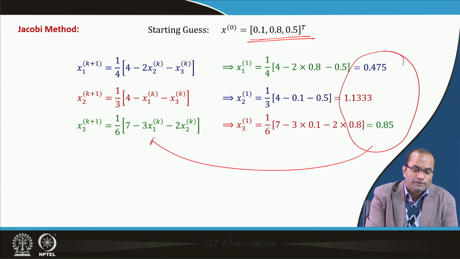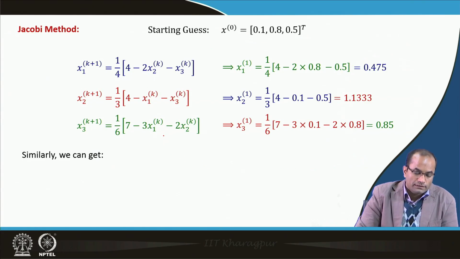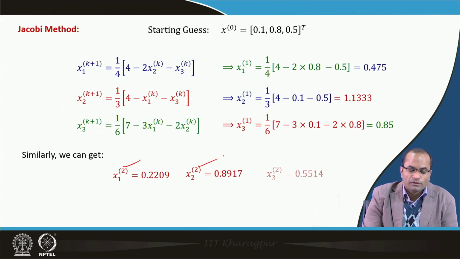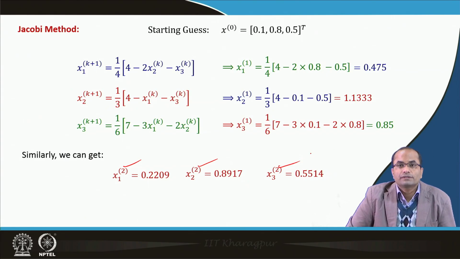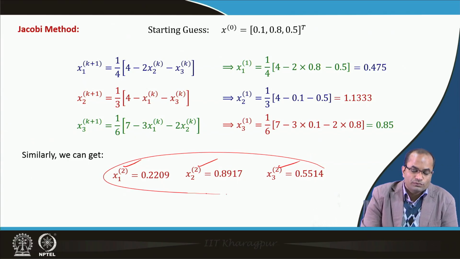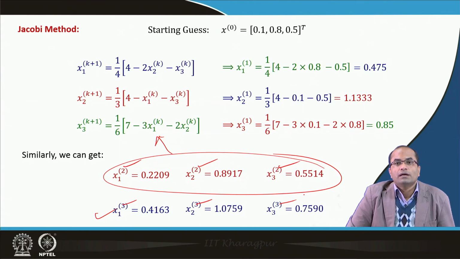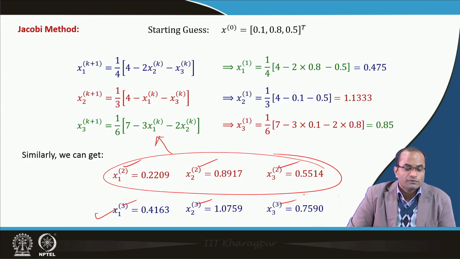So, if we use these values here, we will get the next values of x1 after second iteration, x2 after second iteration, x3 after second iteration, and then if we use these values in this scheme again, then we will get x1 after third iteration, x2 after third iteration, and then x3 after third iteration. Well, so this was the Jacobi method.